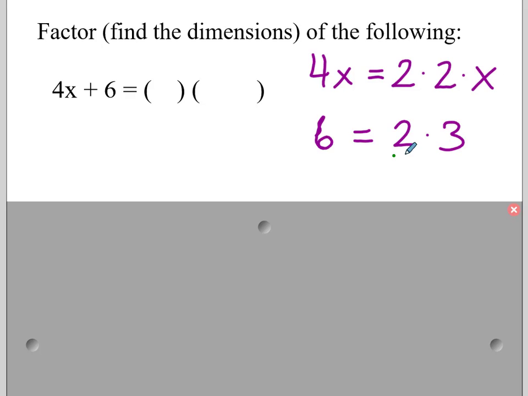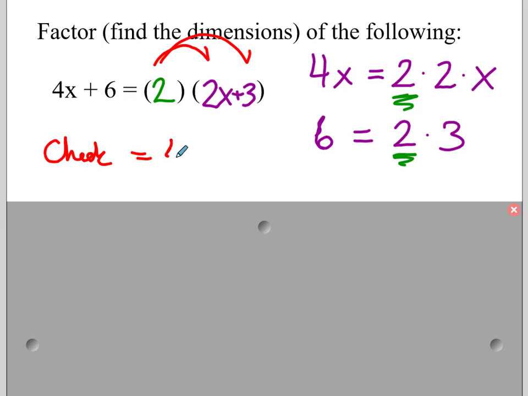I can now highlight what they have in common. And it's a 2, so I would write that in the first bracket. Anything that's not highlighted goes in the second bracket. 2x plus 3. And if you did a quick distributive property, just to check your work, you would see this becomes 4x plus 6. We know we're right.